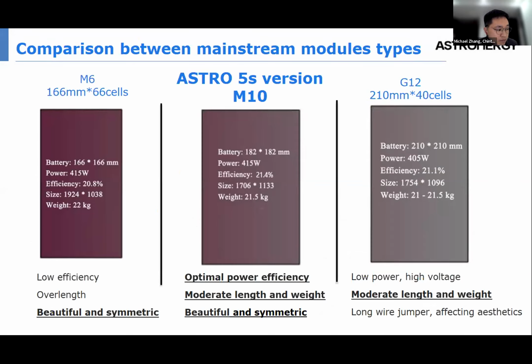This is a comparison between different mainstream module types. Here we have M6 or G12 type. Both of them have something good, also some problems. So we would like to present the ASTRO 5S in the center, the solar module with M10 cell. The power of this solar module is 415 watts, which is the balance between all the advantages and the disadvantages.